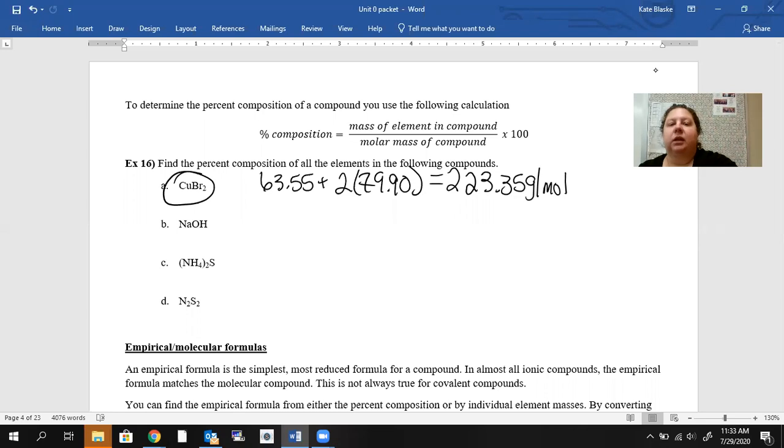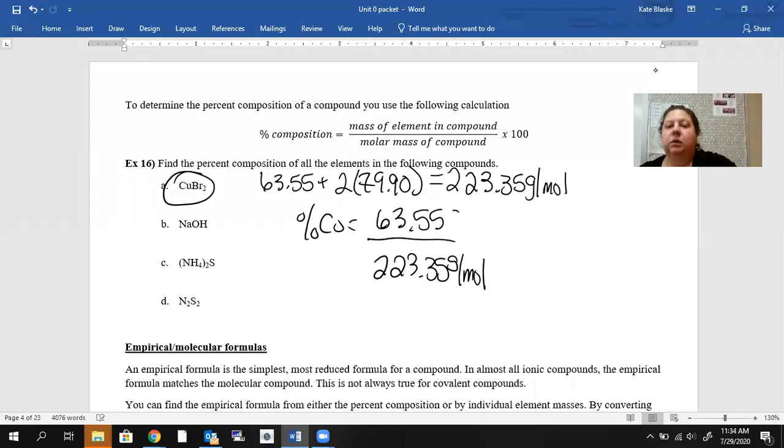So if we want to know the percent copper, we take just the mass of the copper, which is 63.55, divided by the total molar mass, which is 223.35. Good, and put our units on here. So 63.55 divided by 223.35 times 100 to give me a percent, gives me that copper is 28.45% of the mass of that compound.